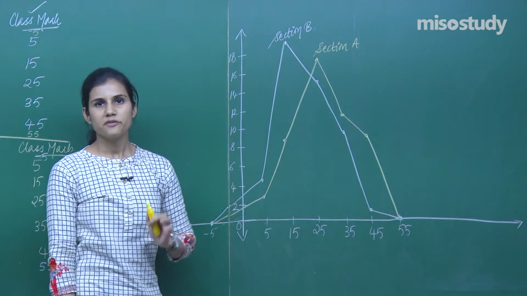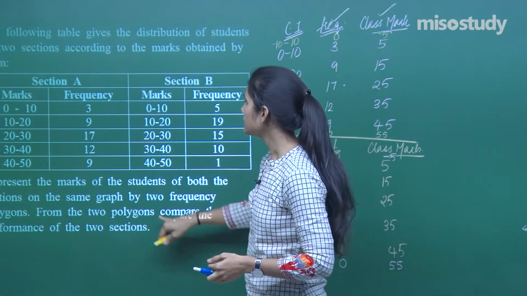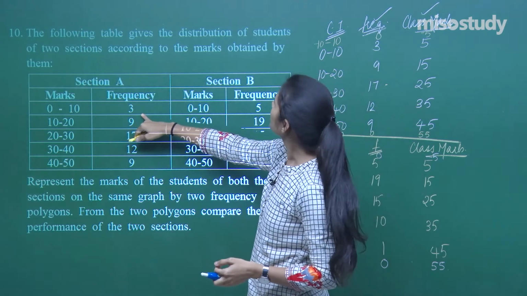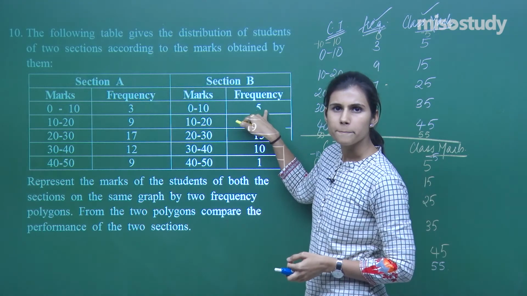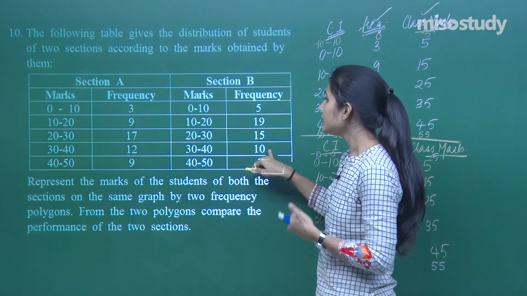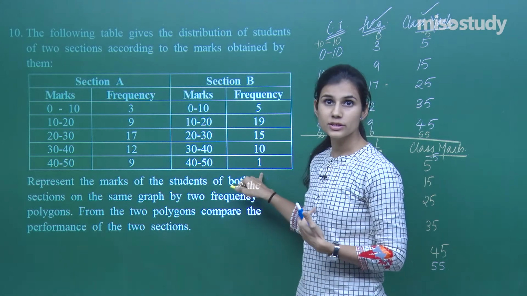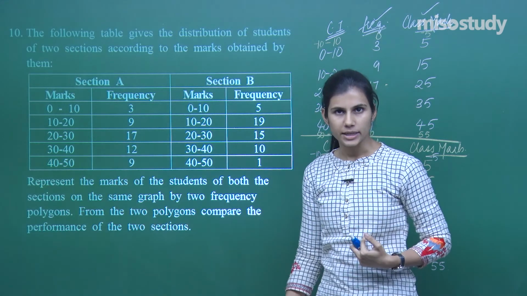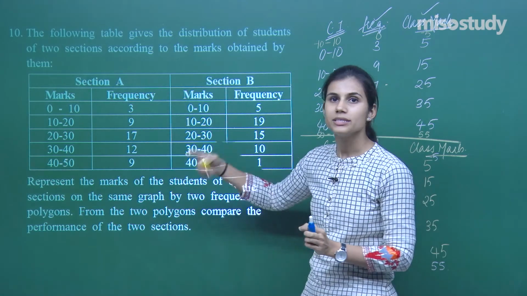Both the frequency polygons have been plotted on one axis. The question is, compare the performance. Between 0 to 10 in section A are the marks of 3 students, and between 0 to 10 here are the marks of 5 students. So there are more poor students in section B. 30 to 40: 12 and 10; 20 to 30: 17 and 15; 40 to 50: just 1. So obviously A has students performing better than section B. That is the conclusion we can draw: in class A the performance is better than in section B.